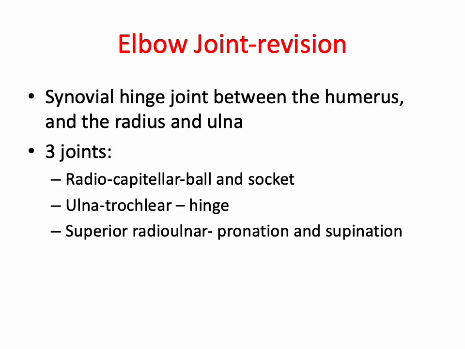So to revise, the elbow joint is a synovial hinge joint between the humerus, the radius, and the ulna, and there are three separate joints in there. There's the radiocapitellar joint, which is a ball and socket joint, the ulnotrochlear joint, which is a hinge joint, and the superior radioulnar joint, which allows pronation and supination.